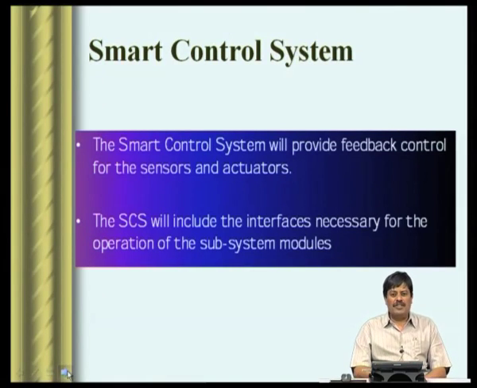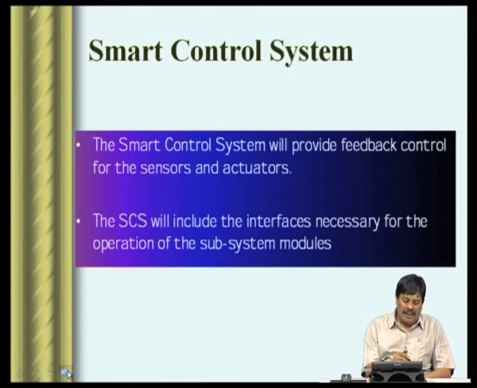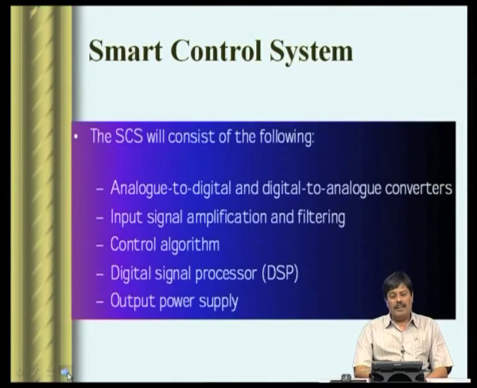Coming to the smart control system, it basically provides feedback control for the sensors and the actuators. The control system will have the necessary interfaces to the subsystem modules, and it will consist of a number of things. Among them are the analog to digital and digital to analog converters, input signal amplification and filtering. Suppose the response obtained is highly noisy, we need to have a filter in place, and a control algorithm, and that depends upon what type of structure, what kind of actuators, what kind of sensor input you are getting.